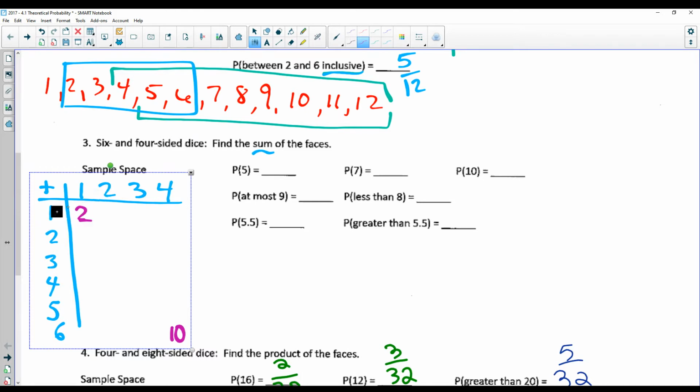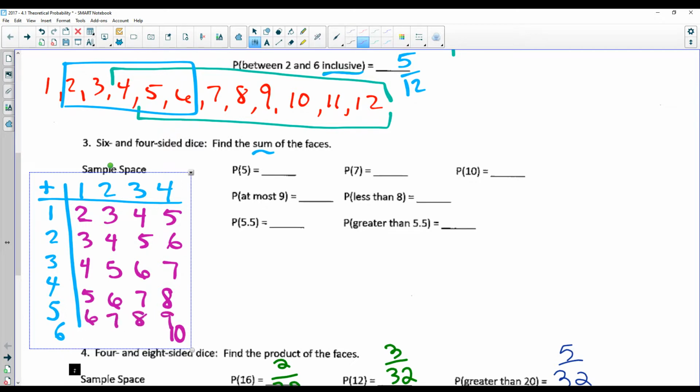So this would be a 2 plus a 1, a 3 plus a 1, a 4 plus a 1, okay? And then we keep going. 3, 4, 5, 6. So we're doing 3 plus 1, which is 4, 3 plus 2, which is 5. You guys see what's going on here? And then this would be 5, 6, 7, 8. And then lastly, this would be 6, 7, 8, 9. And then we would have a 7, 8, 9, and 10.